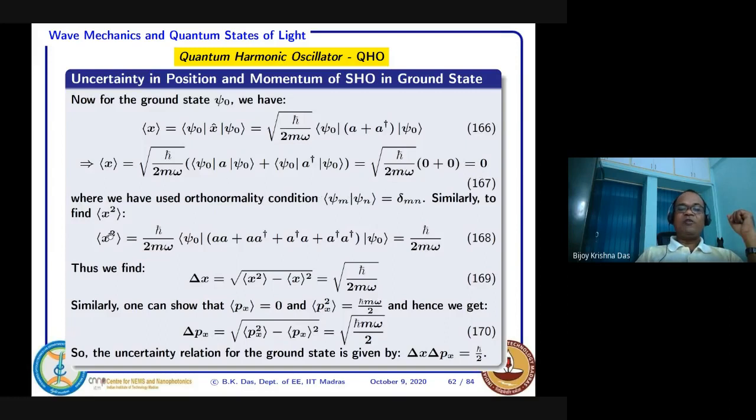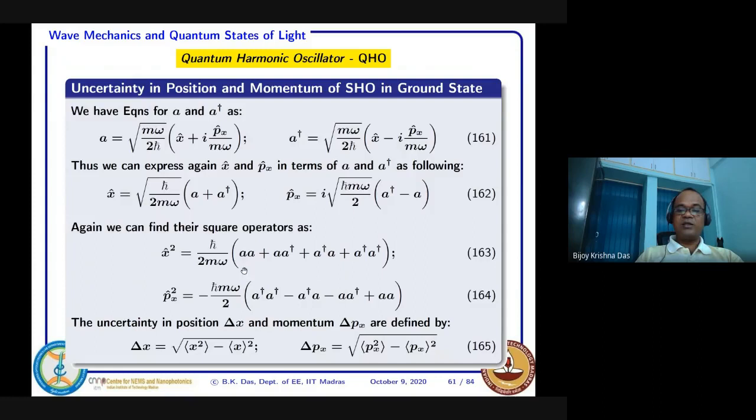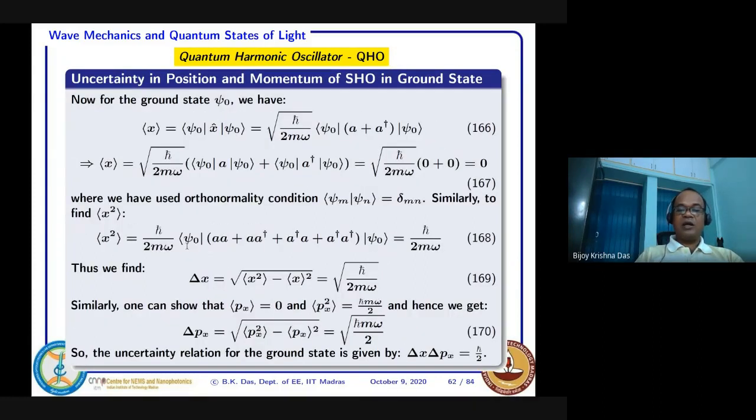Similarly, if I try to find the average of x squared, what are you supposed to get? For x squared, we have already defined the operator. The expectation of x squared operator is this one, which we derived here. This is the operator I will be using, and I have a bra and ket. So I am taking the expectation of this x squared in terms of A dagger.